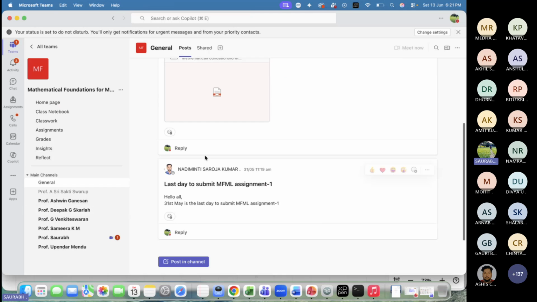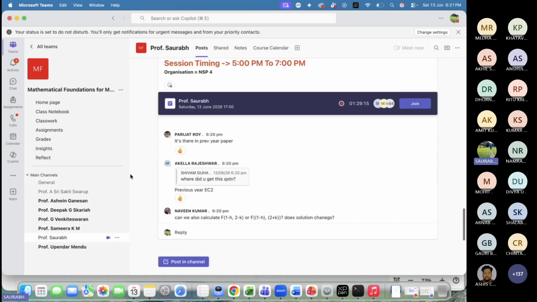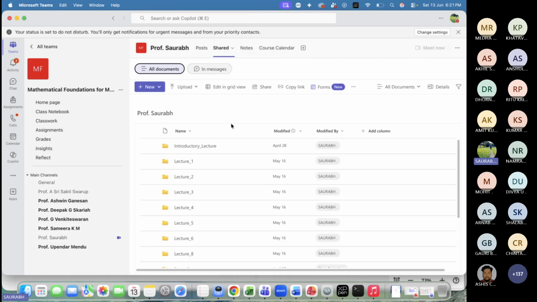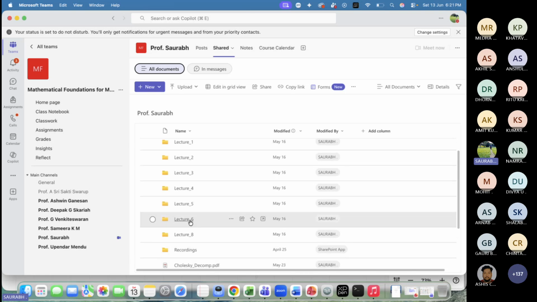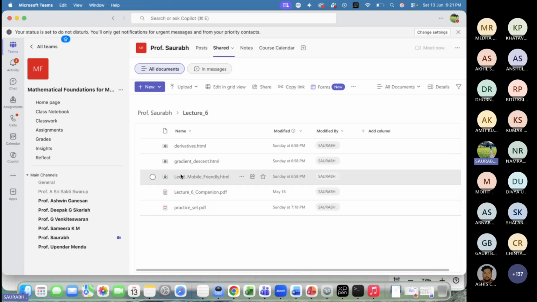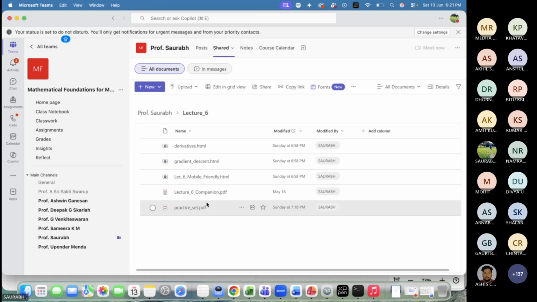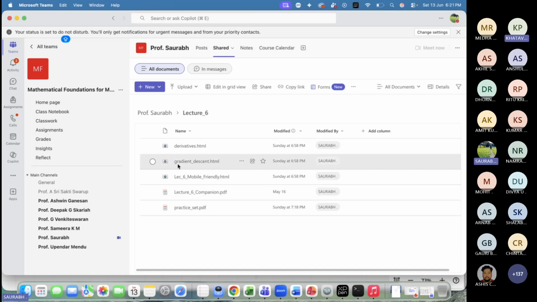Yeah, this one. If you go to my section and then to Shared, you have all of these lecture documents for everyone. For example, for the last lecture, I have a practice set. So you'll have it here on Teams.